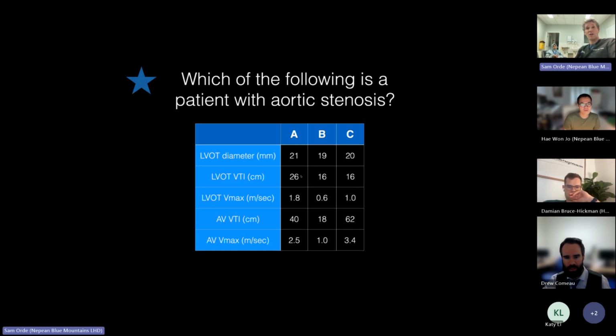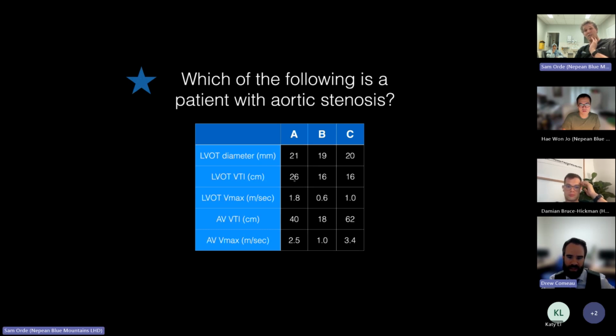Yep. And so we can look at that dimensionless severity index. I love that in the critically ill, right? So we can compare the LVOT VTI with the aortic valve VTI. Yep. And if it's greater than 0.5, it's normal. If it's less than 0.25, it's severely abnormal. Yep. So you compare the LVOT VTI with the VTI here. Yep. So that would be 0.25. No, it's absolutely greater than 0.5.